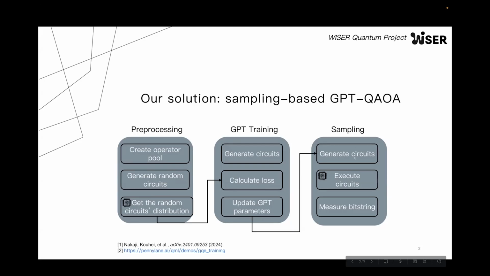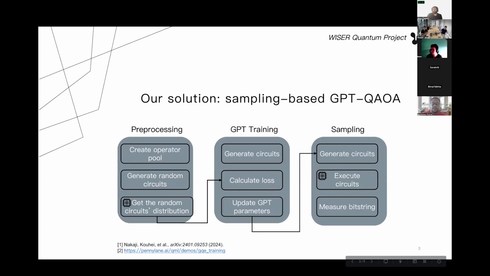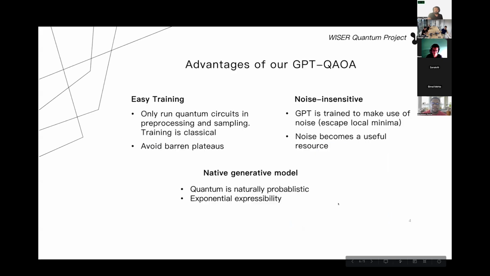Then the sampling step, where we generate a few QAOA circuits from the best GPT model, and then again run them on the simulator and the hardware if possible. And then we measure the bit string and do some local post-processing, local search.